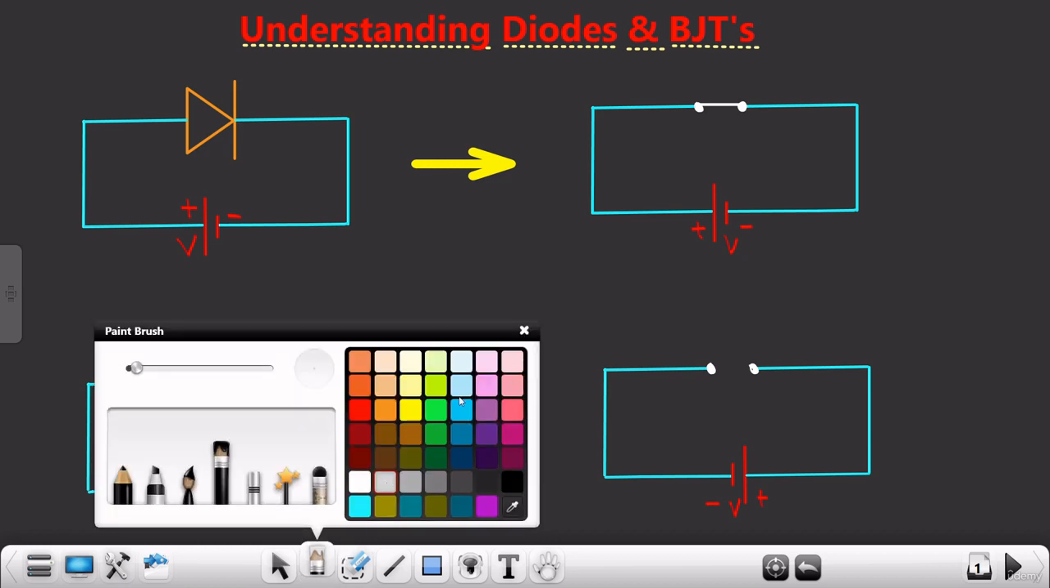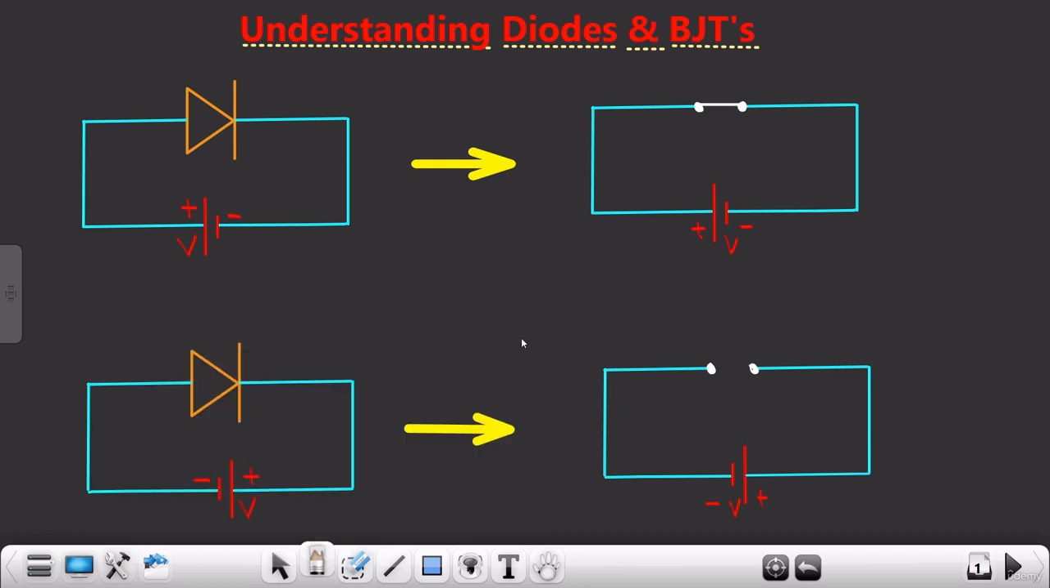And for those who don't know about diodes and BJTs, it's my humble request to please enroll in my course 3 and course 4, otherwise digital electronics would be a little difficult to understand for you all. So without wasting any further time, we'll start with the diodes part.